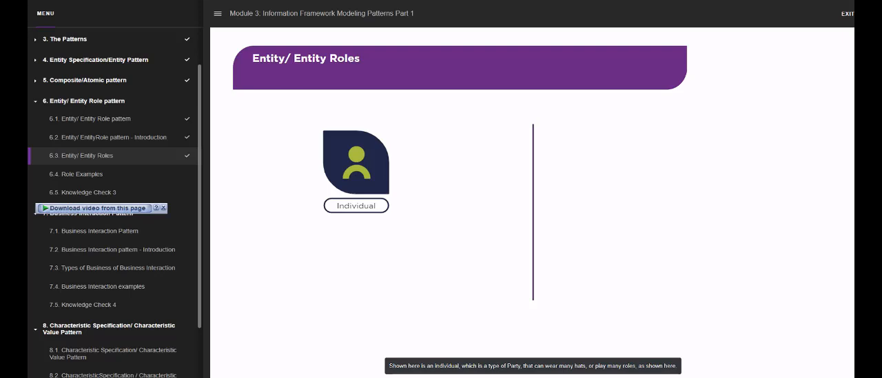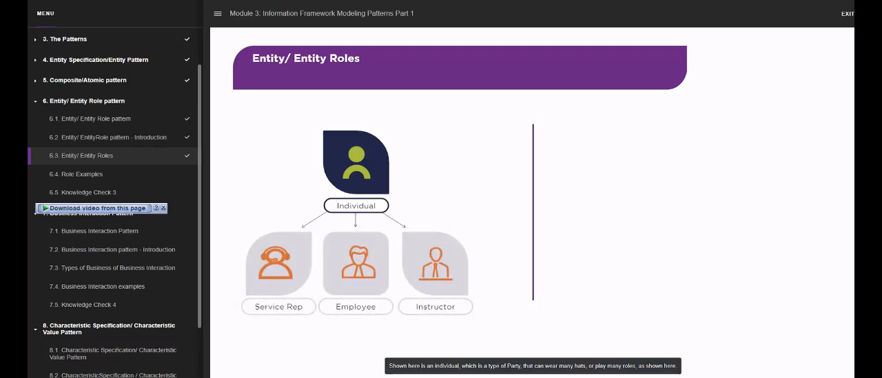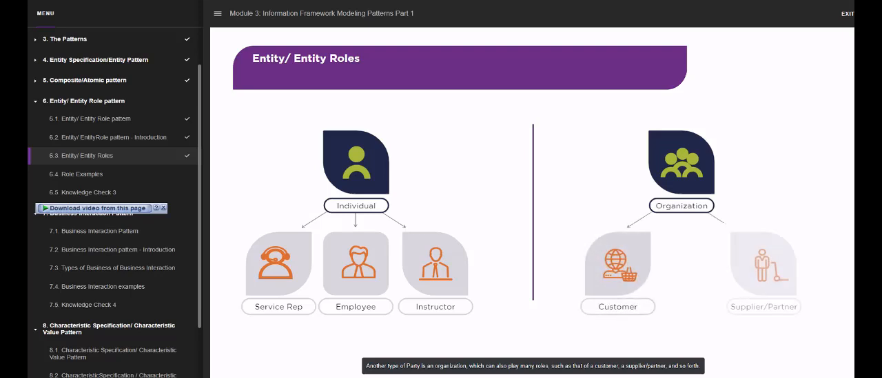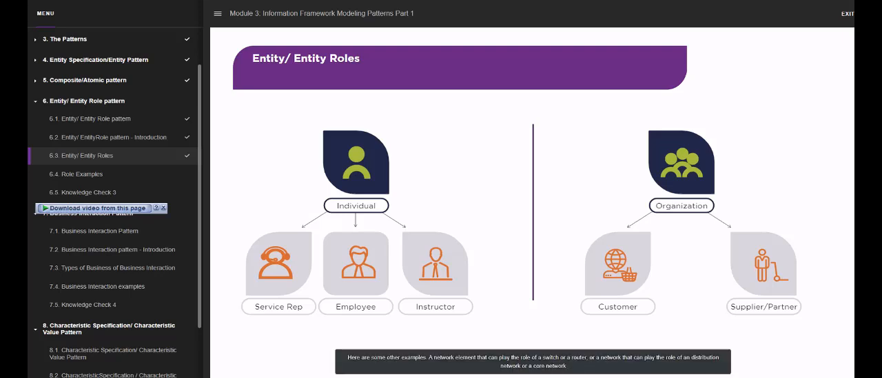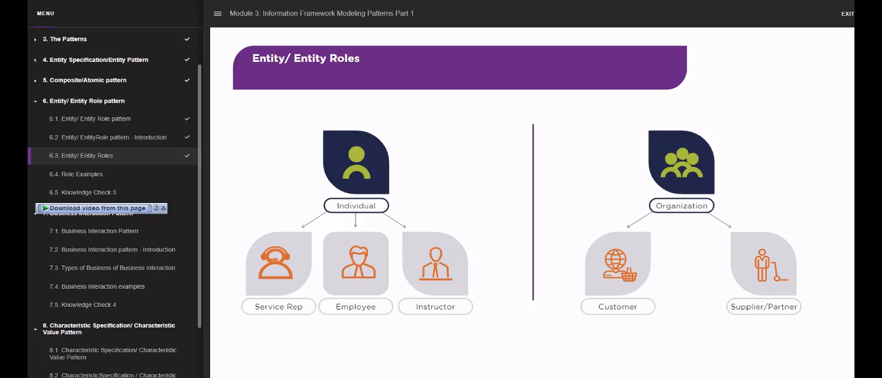Shown here is an individual, which is a type of party that can wear many hats or play many roles, as shown here. Another type of party is an organisation, which can also play many roles, such as that of a customer, a supplier, partner, and so forth. Here are some other examples. A network element can play the role of a switch or a router, or a network can play the role of a distribution network or a core network, or an address associated with a customer order can play the role of the installation address or the billing address.